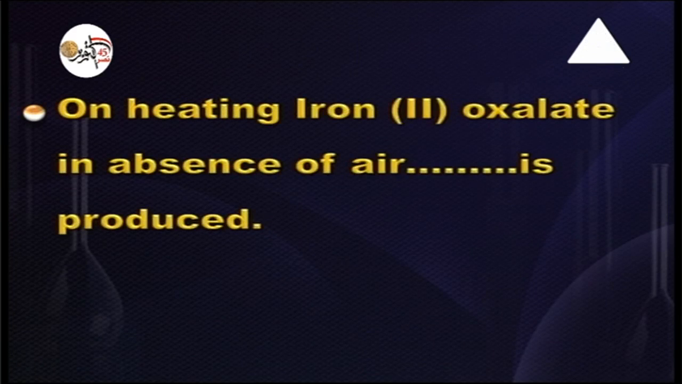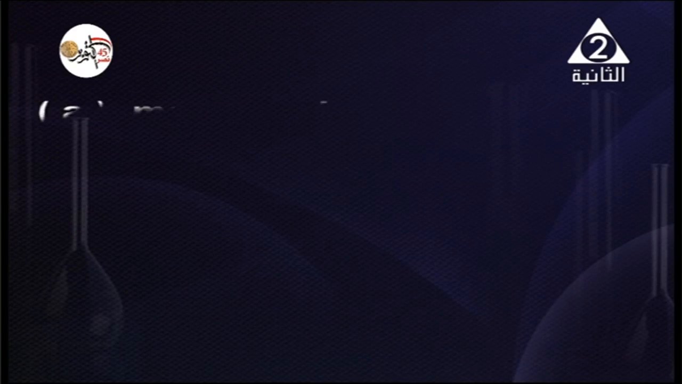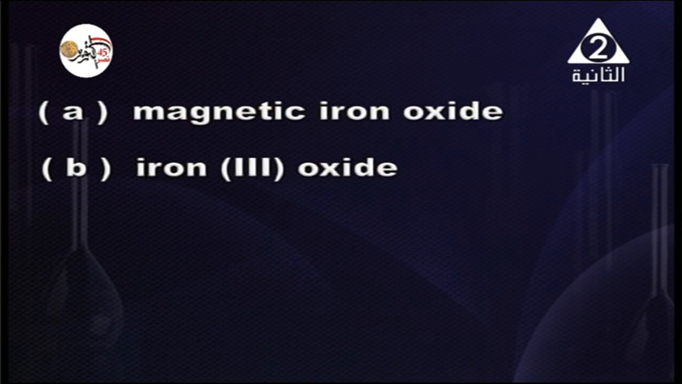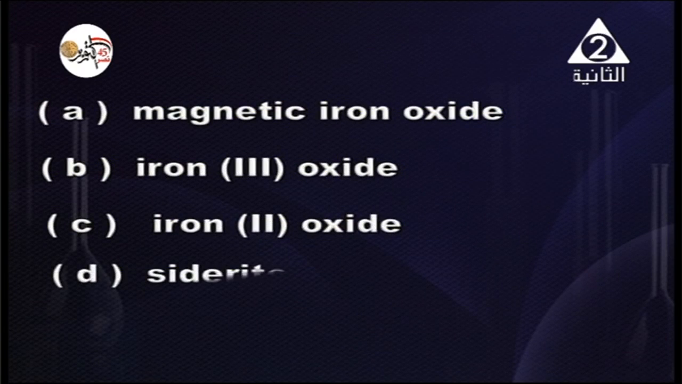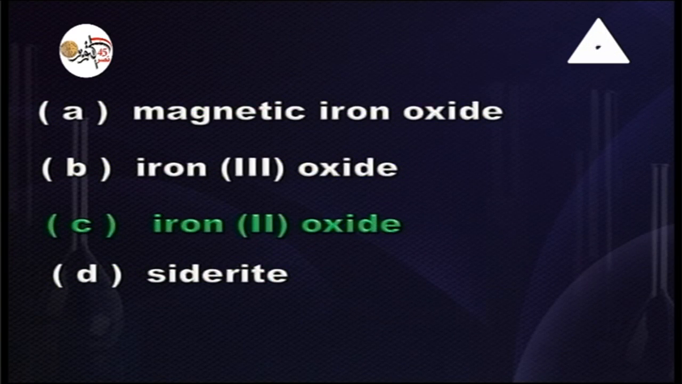Next point: when heating iron(II) oxalate in the absence of air, what is produced? Is it magnetic iron oxide, iron(III) oxide, or iron(II) oxide? If you think about it, my dear student, you will find the answer. It will be iron(II) oxide. My dear student, remember that heating iron(II) oxalate in the presence of air doesn't form iron(II) oxide; it forms iron(III) oxide. But in the absence of air, it gives iron(II) oxide.